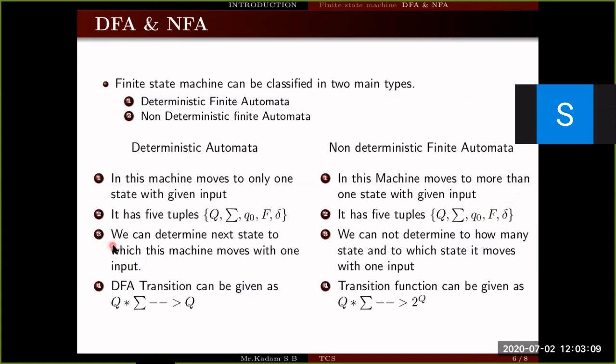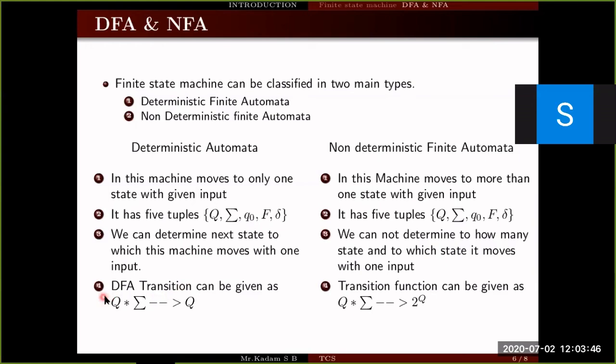The third difference is that in a non-deterministic finite automata, we cannot determine to how many states it moves with a given input. Okay, so this is the thing we cannot determine, so it is called a non-deterministic finite automata. In a deterministic finite automata, we can determine how many states it can move to, basically it is only moving to a single state.